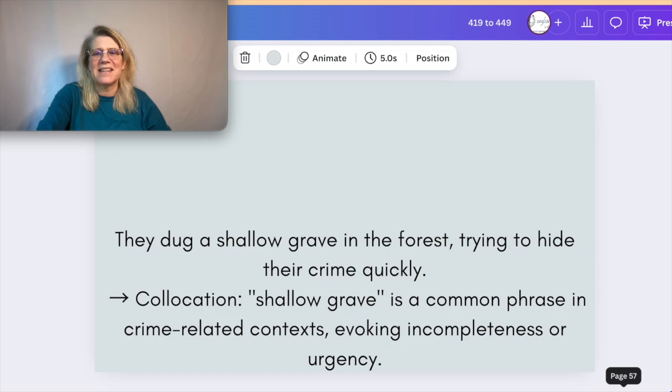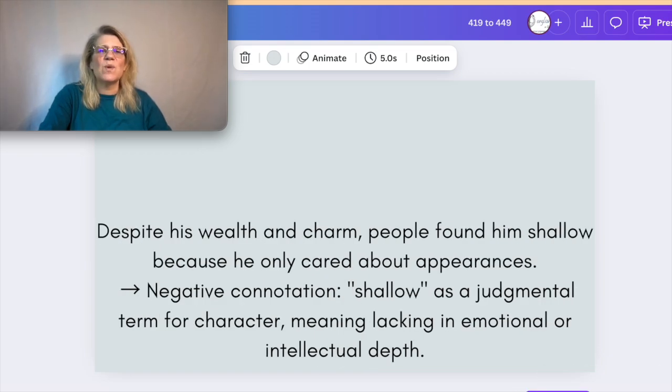It's incomplete. It's urgent. Despite his wealth and charm, people found him shallow because he only cared about appearances. So this is a very negative connotation. If you call someone shallow, then it means they are only surface oriented. They really don't care about what's underneath. It's judgmental, and it means lacking emotional and intellectual depth.